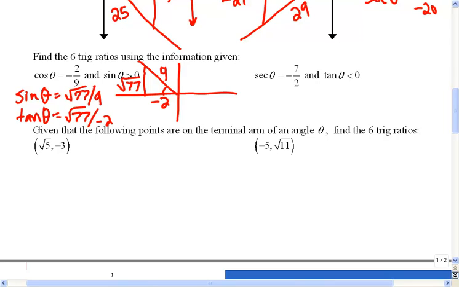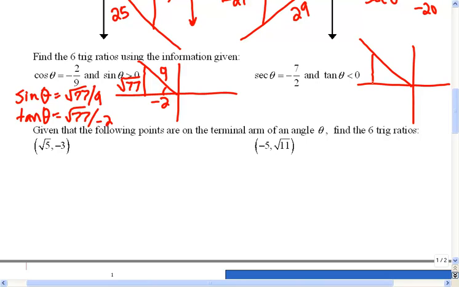What quadrant will we be in if the secant is negative and the tangent is negative? Which one is secant connected to again? Cosine. So if you know cosine is going to be negative as well, it could be quadrants 2 and 3, but then tangent has to be negative, so it must be quadrant 2. Okay, so this is another quadrant 2 angle.